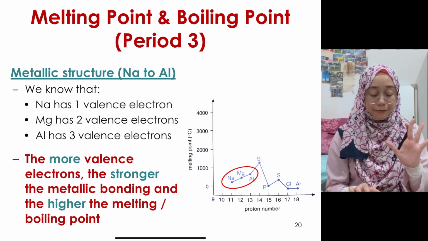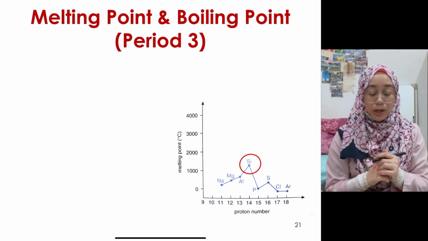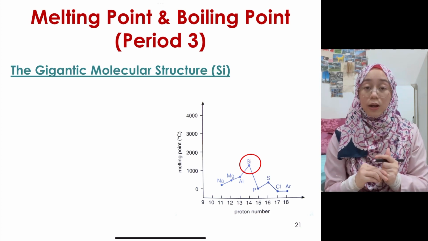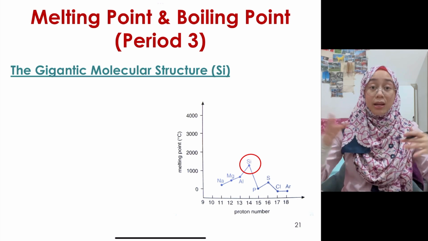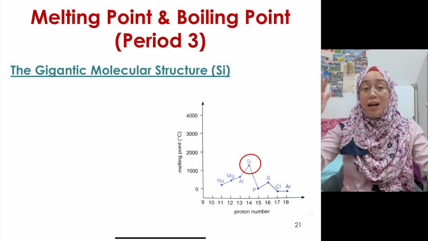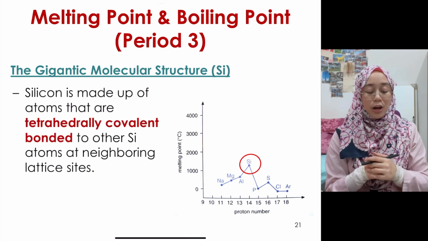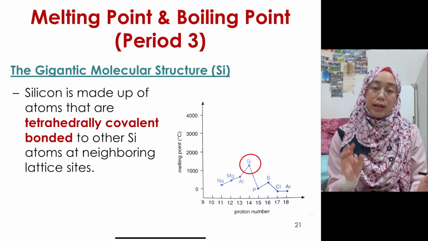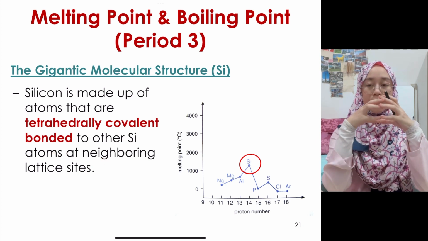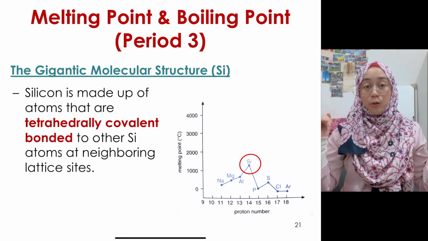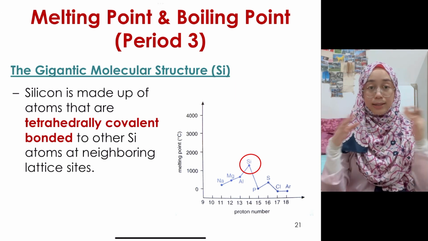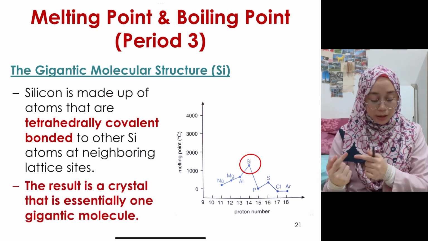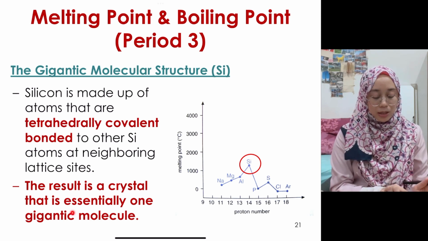Okay, so ini pasal yang the first part of period 3. Kita tengok pula the second one pasal silicon. Silicon pula kita akan cakap pasal the gigantic molecular structure of silicon. Okay, so kenapa gigantic ni? Gigantic meaning giant lah. Giant meaning it has a very large size. Okay, so silicon is made up of atoms that are tetrahedrally covalent bonded to other silicon atoms at neighboring lattice sites. Okay, so satu silicon atom dia ada 4 valence electron. So sebab tu dia boleh buat 4 bond. So 4 bond ni nanti dia akan membentuk tetrahedral. Okay, so setiap yang dia sambung tu dia sambung kepada another silicon lagi. Okay, which will result in a crystal that is essentially one gigantic molecule.